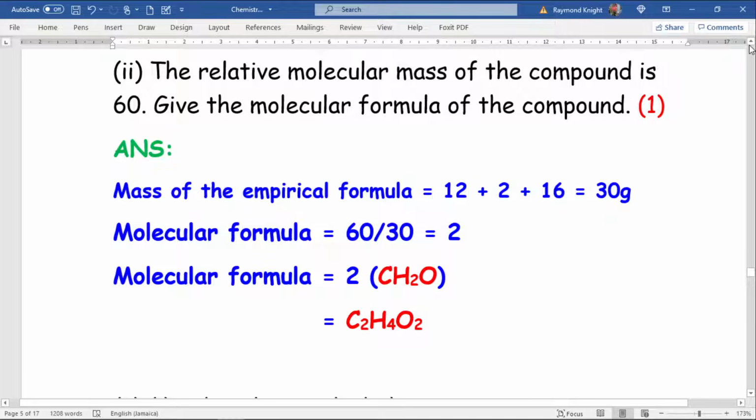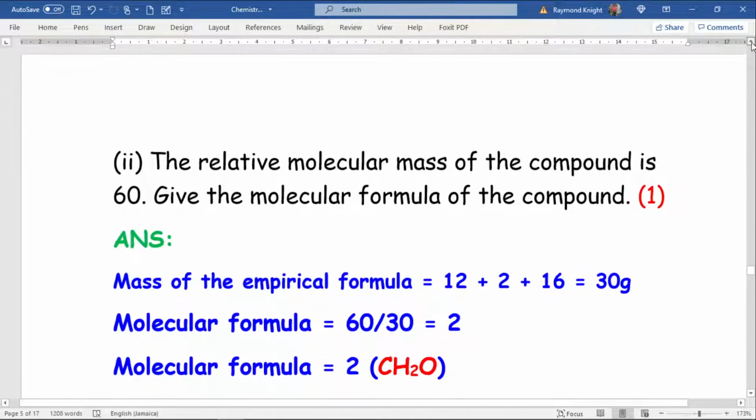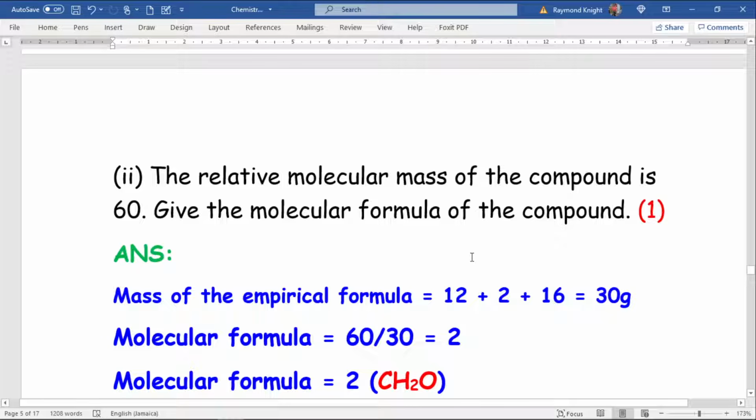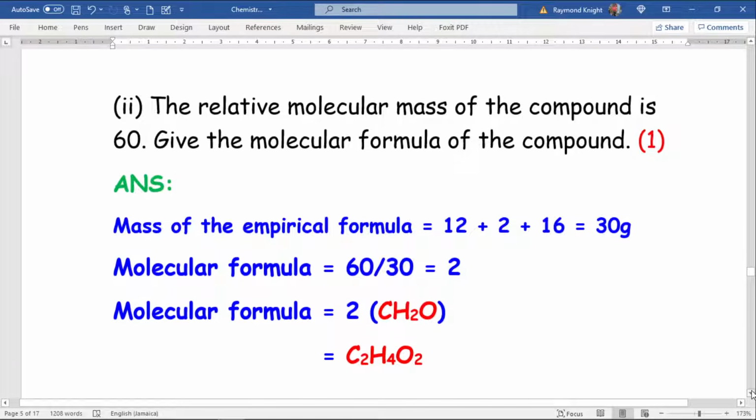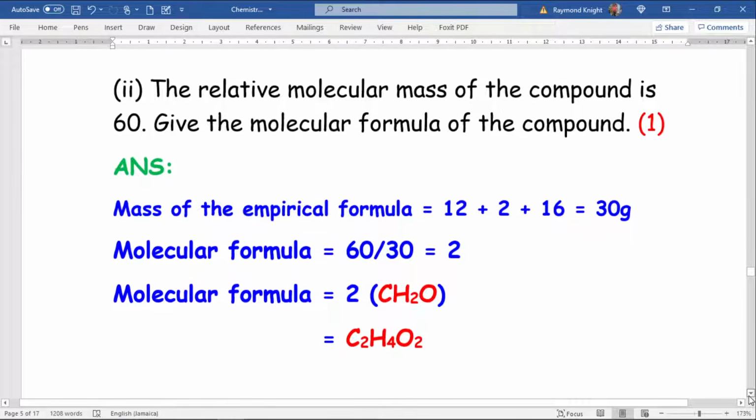Let me see if I could go back a little bit up so you can see exactly what I'm doing. It's not going to be shown. So just remember that it's CH2O. So here you have 1 carbon, which is 12, plus 2 hydrogen, which is 2, plus 1 oxygen, which is 16, a total of 30. So what you're going to do now to find the molecular formula is divide the molecular mass over the mass of the empirical formula. You get that number. Then you multiply that number by the empirical formula to get your molecular formula. And right there it is C2H4O2, and that is acetic acid.